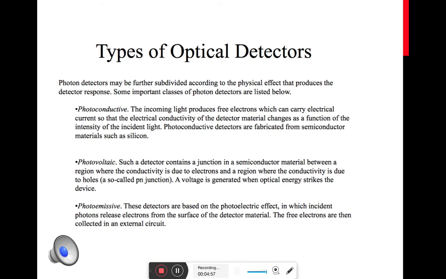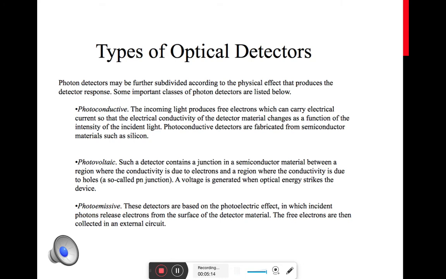Based on how light is being converted into an electric signal, and the principle followed by the optical detector, optical detectors come in three categories. One is photoconductive, the other is photovoltaic, and the last is photoemissive.